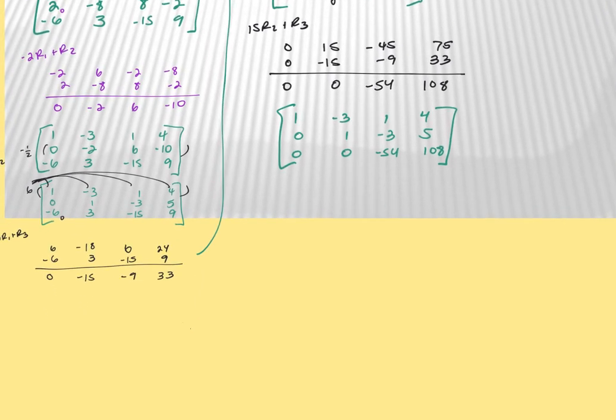And then my last step is what? You can multiply the top by, oh wait, no, never mind. Yeah, because then you're going to lose your zeros. So when you go to get your 1s, remember, just do the reciprocals. Like, that's a big number, but it's going to cancel out. So if I multiply R3 by negative 1 over 54, I'd get, well, I'm going to rewrite the first one. 1, negative 3, 1, 4, 0, 1, negative 3, 5, 0, 0, 1, negative 2.